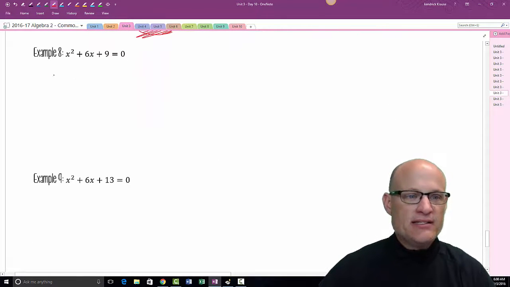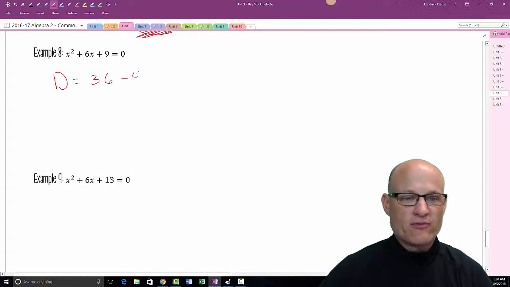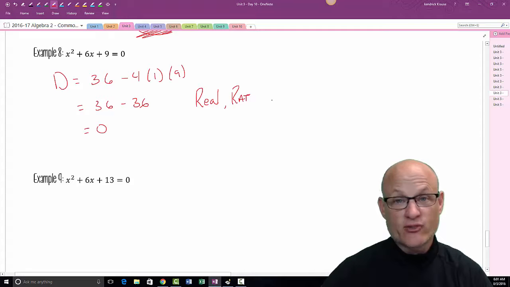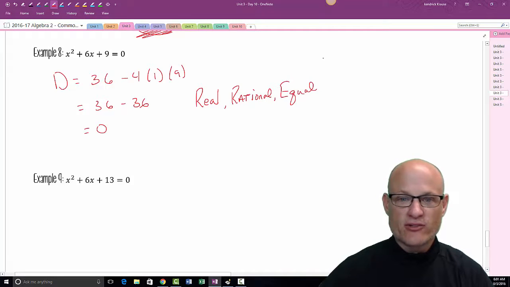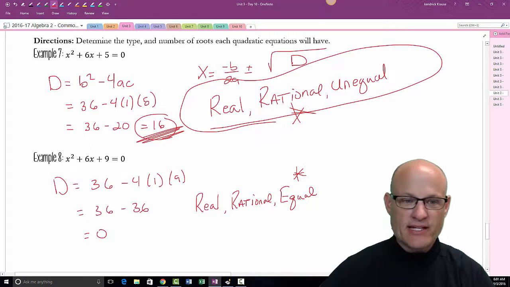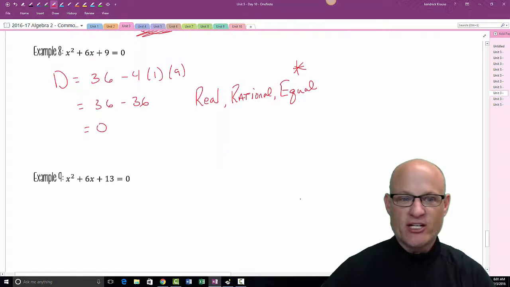All right. D equals 6 squared, which is 36, minus 4 times 1 times 9. That's 36 minus 36, which is 0. So anytime it's 0, it's going to be real. It's going to be rational, because you can take the square root of 0, rational, and equal. And so here's the big thing about this one. Anytime the discriminant is 0, you're going to have equal roots.